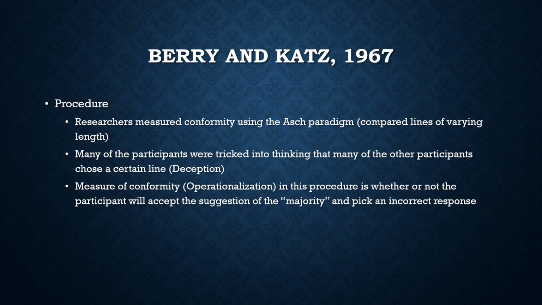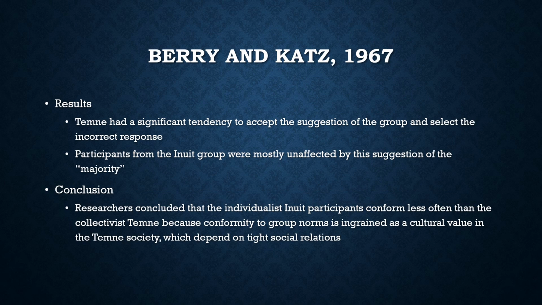So they again used the Asch experiment, took them through it, and then the measure of conformity in this procedure is whether or not the participant will accept the suggestion of the majority and pick an incorrect response. So as a result, the Temne people had a significant tendency to accept the suggestion of the group and select the incorrect response. And then participants from the Inuit group were mostly unaffected by the suggestion of the majority.